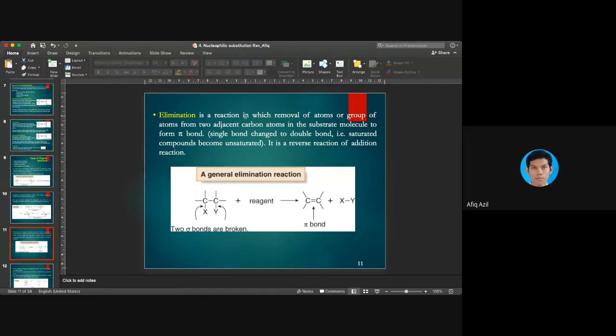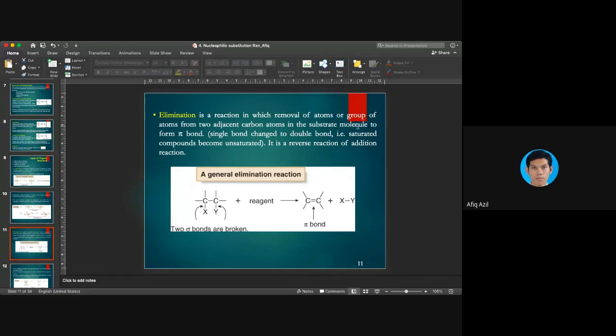So elimination is a reaction in which there is removal of atoms or groups of atoms from two adjacent carbons. So what does it mean by two adjacent carbons? That means the carbons that are side by side. You cannot have this carbon and then a carbon over here. No, it must be side by side if you want to have an elimination reaction.